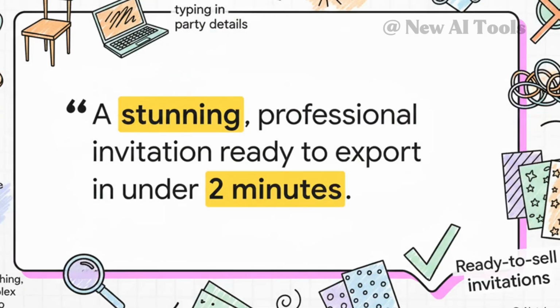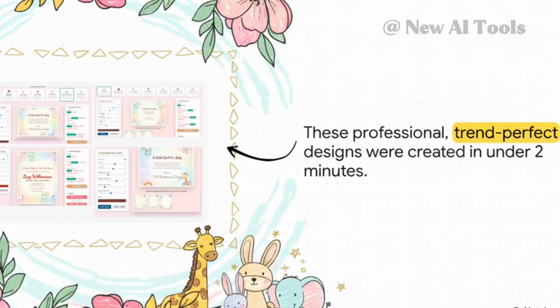So just picture this for a second. You sit down, you pick a style you like, maybe boho floral, you type in the party details, and that's it. You're done. In less than 2 minutes, a beautiful, professional, ready-to-sell invitation is sitting there, ready to go. No hunting for graphics, no fighting with layers, no frustration.